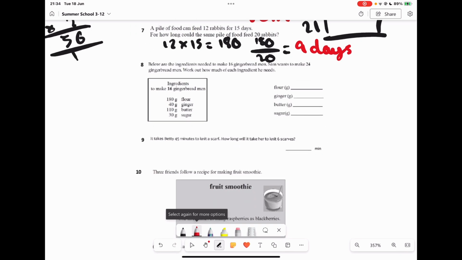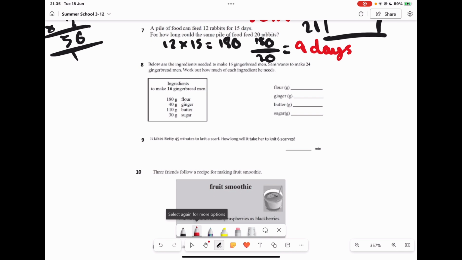Okay, question 8. Below are the ingredients needed to make 16 gingerbread men, and Sam wants to make 24. Work out how much of each ingredient is needed. What we can do is find how many of the ingredients are needed to make 1 gingerbread man, and then multiply that back by 24. Or we can do another scale. It could be dividing by 4 and then times it by 6, or anything else.